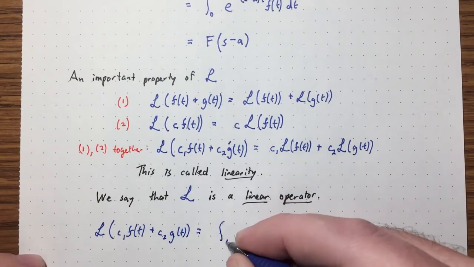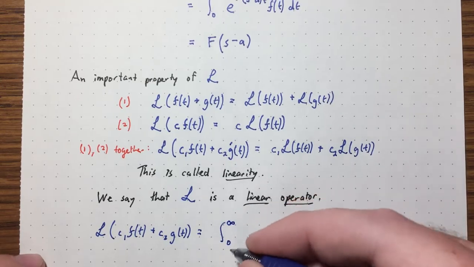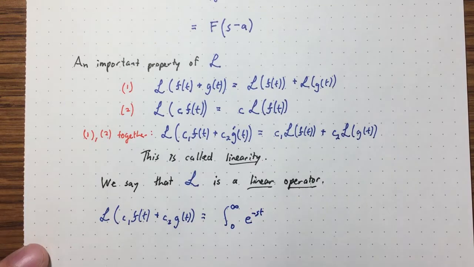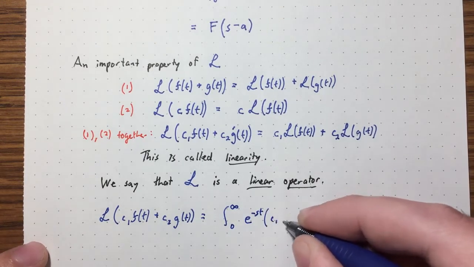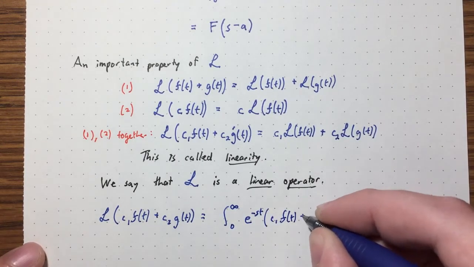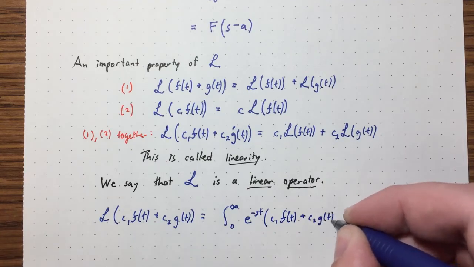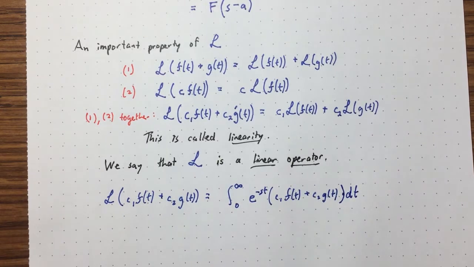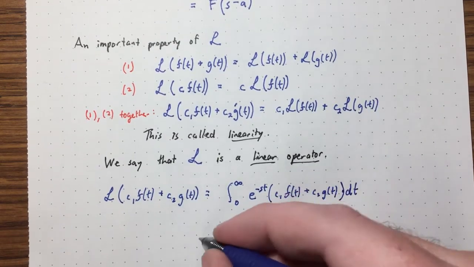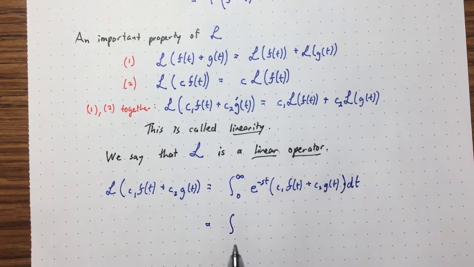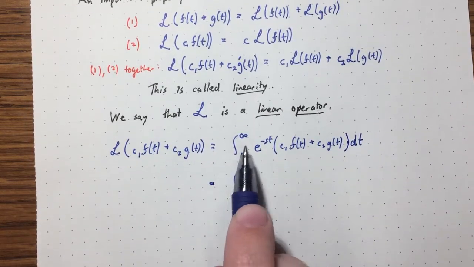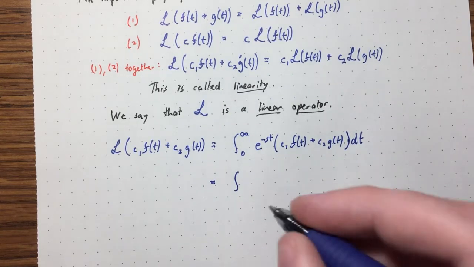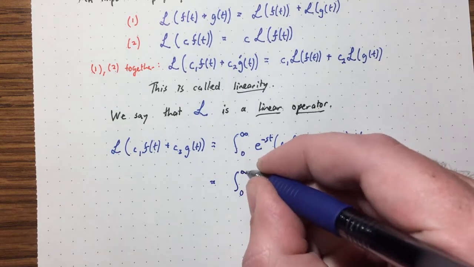So it's the integral from 0 to infinity of e to the minus st, here's my function I'm plugging in, this whole thing, c1 f of t plus c2 g of t, dt. Okay, but how do integrals work? So actually the integral itself is a linear operator, this integral sign, right? Because I can split this up. So I'll do it in 2 steps.